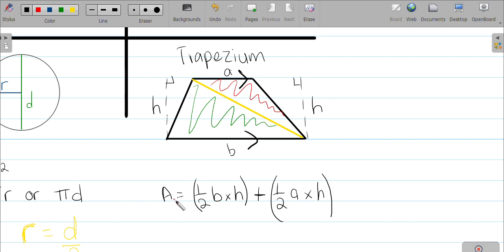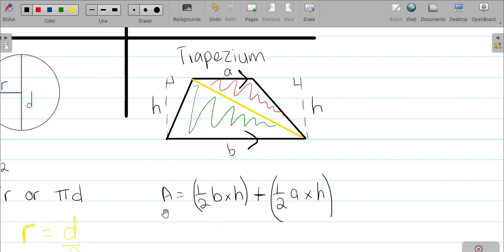Okay, so let's have a look. We say in brackets half times this length over here, which is b, times the perpendicular height, closed bracket, plus half times the length, which is a over here, times the perpendicular height. So when you think of area of a trapezium, you need three things: the lengths of the two sides that are parallel to each other, and the length of the perpendicular height.